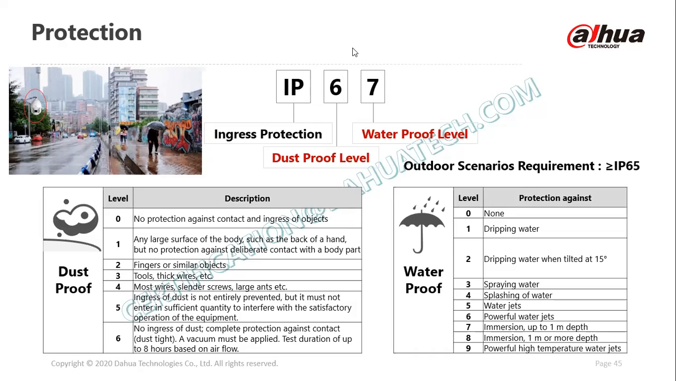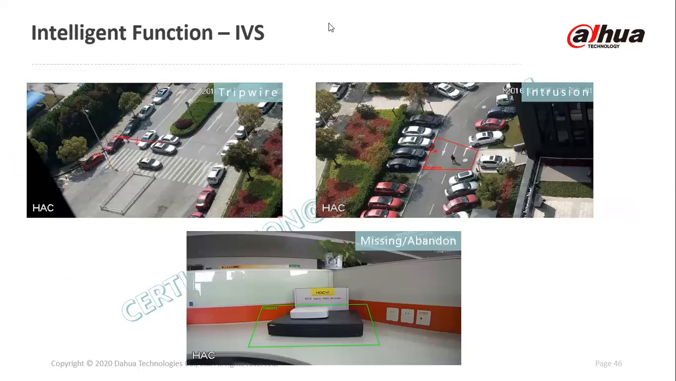Okay. So you're talking about the camera rating. So we have different types of rating. So intelligent functions that we offer, including tripwire, intrusion and abandon. We can see later how you can configure this.